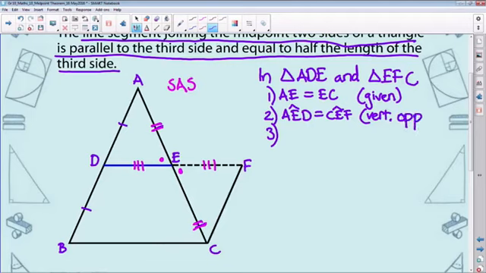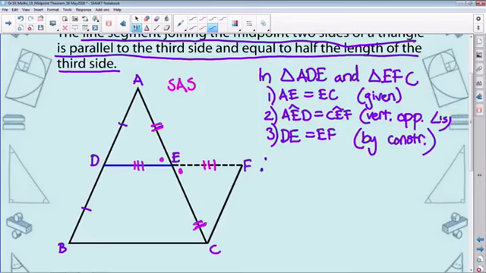Okay, and the last thing we need to prove is that the other two sides are equal, and they're equal because we constructed them to be equal. So DE is equal to EF. Why? Because we did it by construction. Okay, so I'm going to abbreviate construction, and there we go.